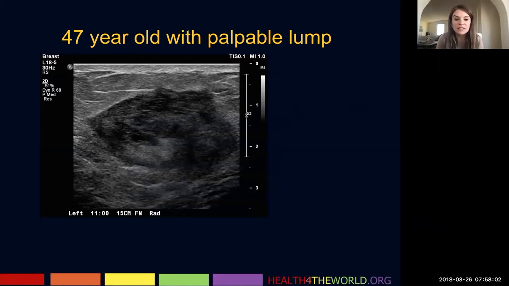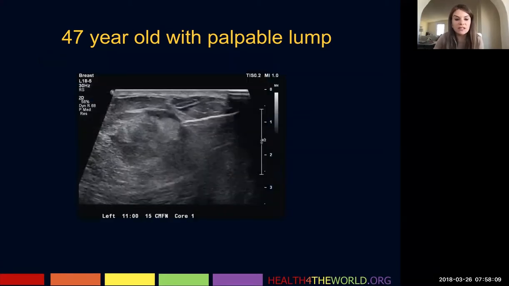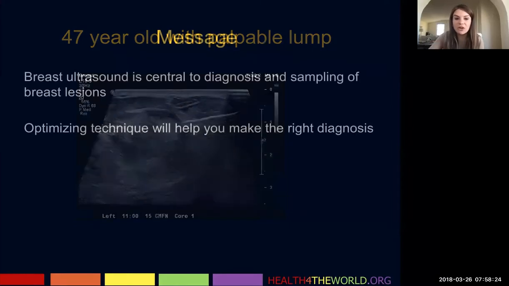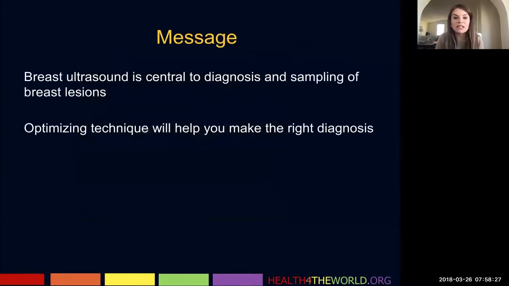So ultrasound helps us make the diagnosis that this is in fact not a cyst, it is a suspicious solid mass. And then she underwent ultrasound-guided core biopsy of this mass. So ultrasound is very key in breast imaging for both diagnosis and to enable us to do tissue sampling of suspicious breast lesions. And so the message of my talk today truly is that breast ultrasound is central to the diagnosis and sampling of breast lesions, and optimizing your technique will help you make the right diagnosis.